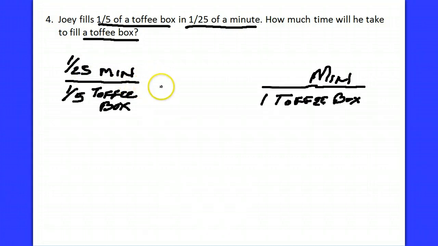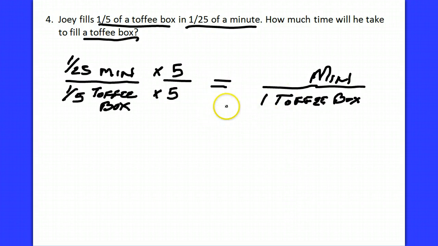Now in the previous problem we divided. Here, in order to perform an operation on 1/5 that's going to give us 1, we're going to have to multiply by 5. And I explained in class that whatever we do to the bottom, we have to do to the top. So what we end up doing is multiplying by 5 over 5, which is just 1. And when you multiply anything by 1, you're not changing its quantity. In this case, we're just changing the form it's in.